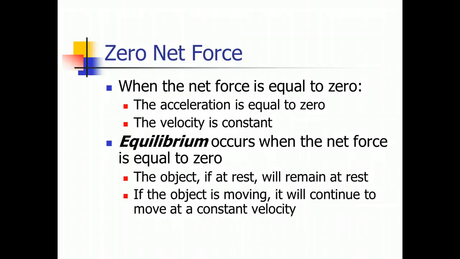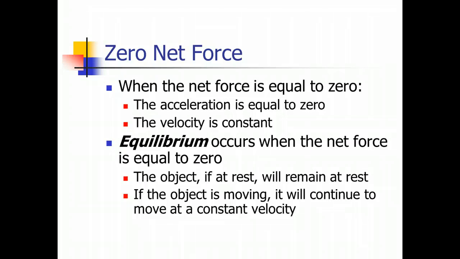When we have zero net force, that means that we have an object whose acceleration is zero and whose velocity is constant. Those three terms are completely synonymous. So if you see any of them in any problems, you know that the other two are also true. Velocity is constant means zero net force means zero acceleration.